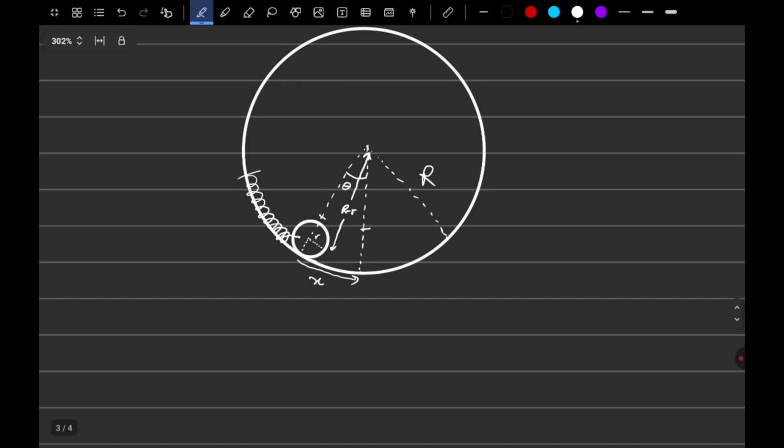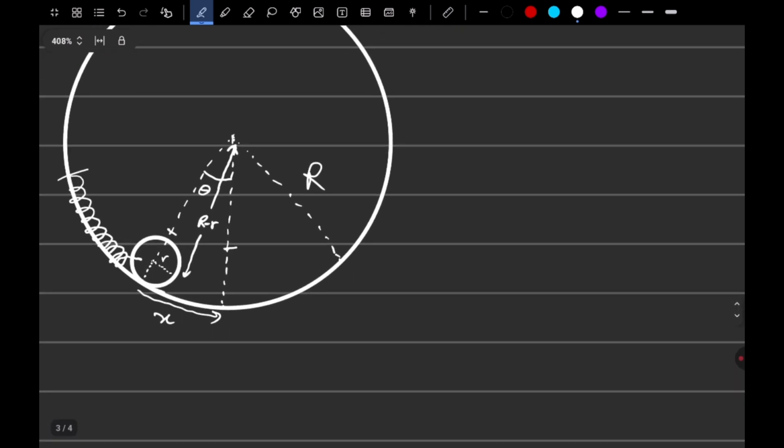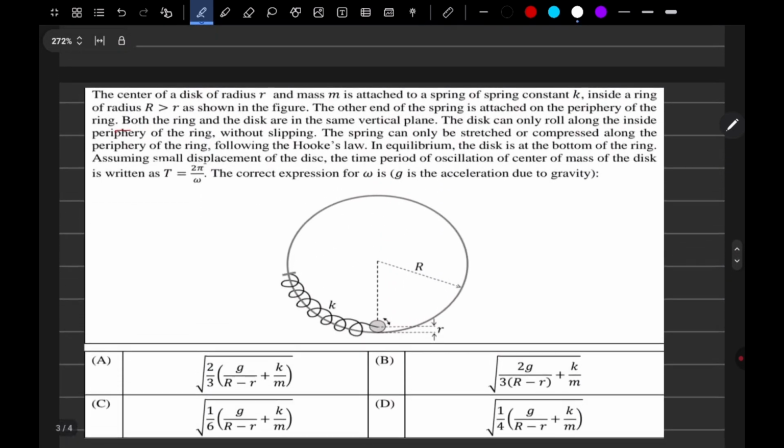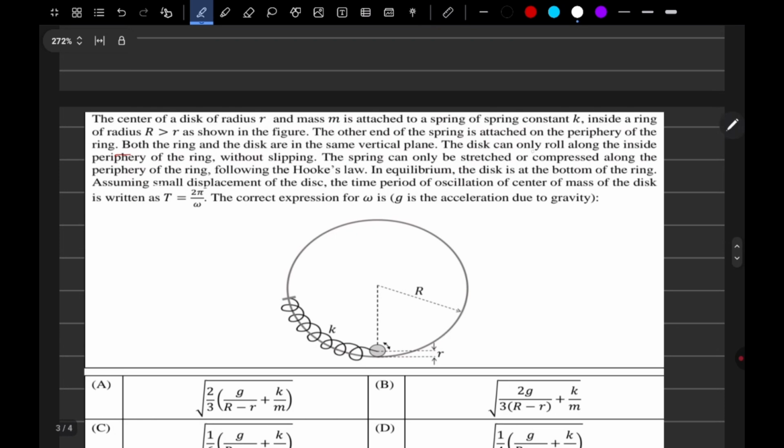It is given that very small displacements are happening. So a few equations that I can write from the given information: x is going to be equal to R minus r times theta, because this is going to be your x and this is equal to R minus r times theta. Another piece of information given in the question is that it is rolling without slipping. It's given that the disk can only roll without slipping.